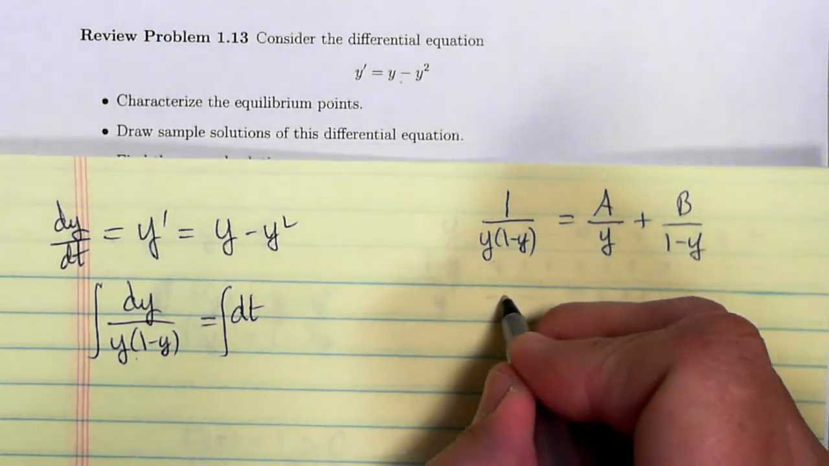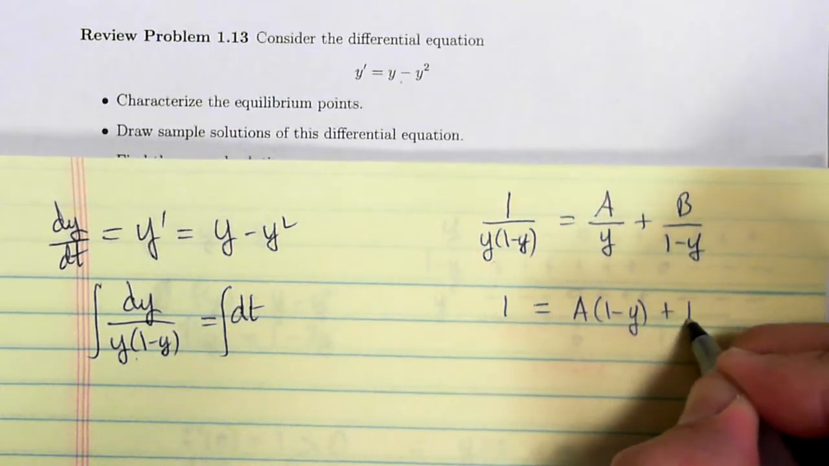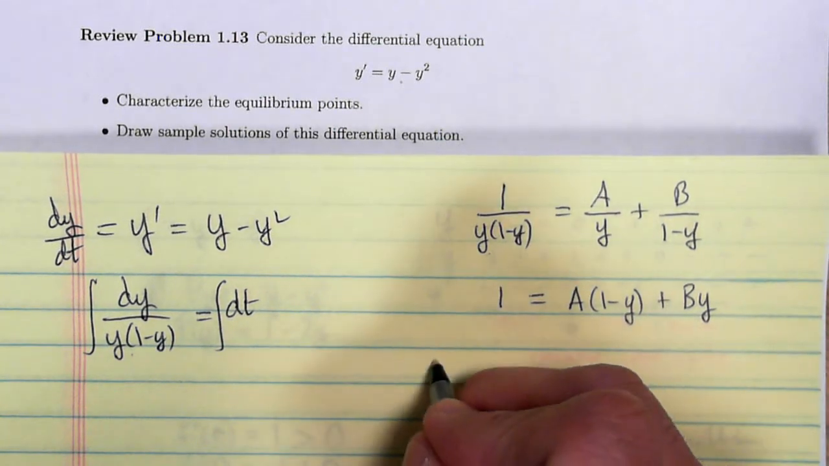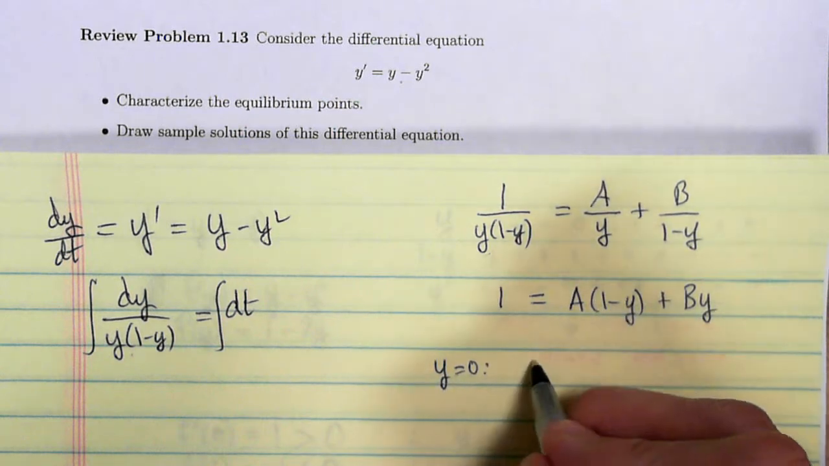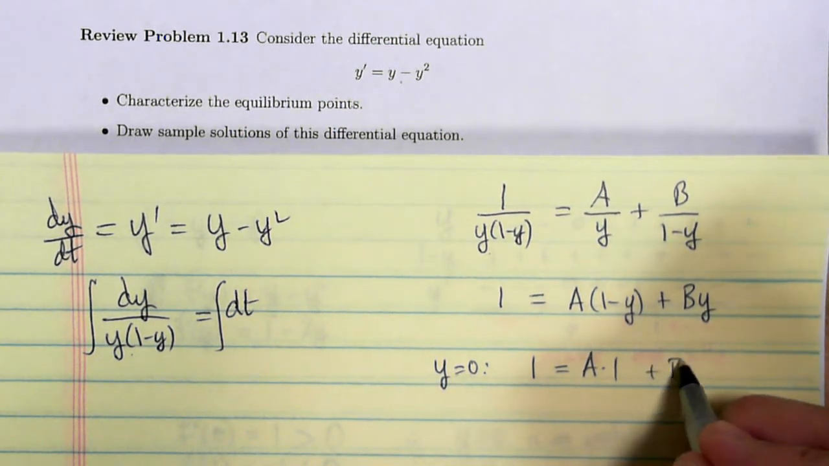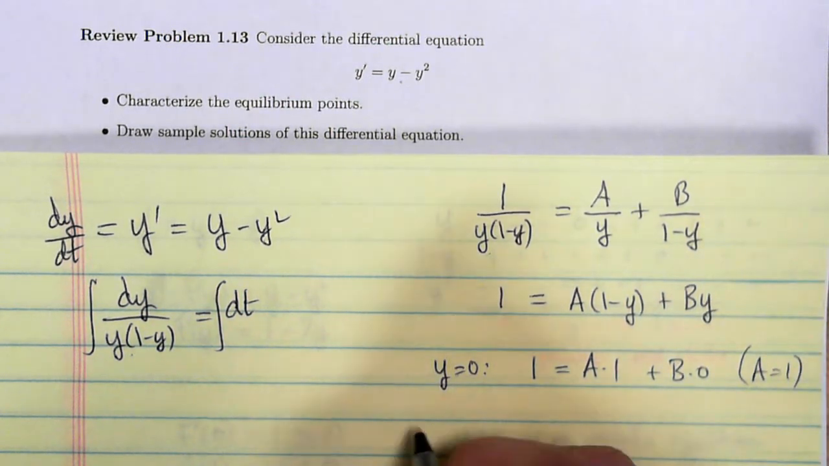So clear out the denominator. I get 1 is equal to a times (1 minus y) plus b times y. And now I can substitute values of y to solve for a and b. If I plug in y equals 0, I get 1 is equal to a times 1 plus b times 0. So that means that a is equal to 1.